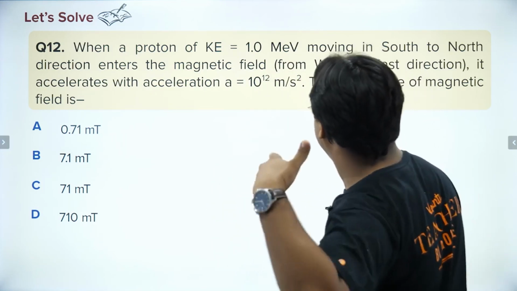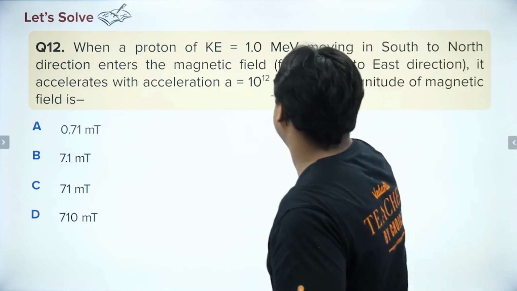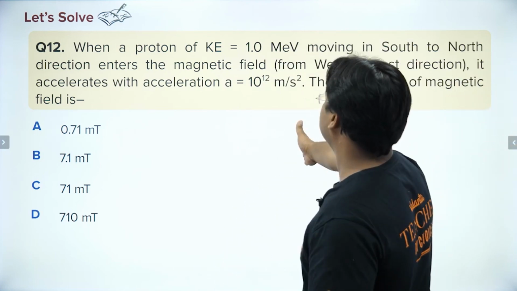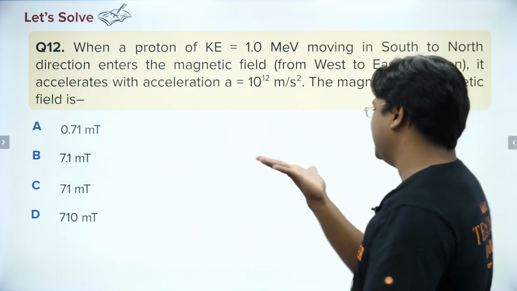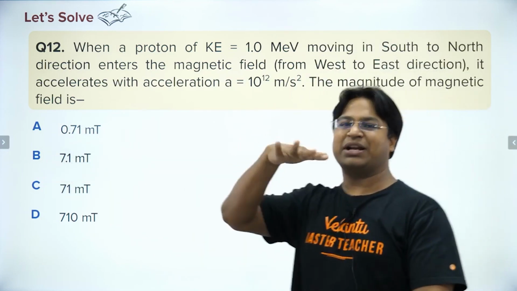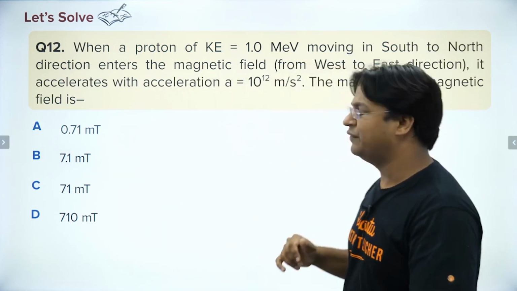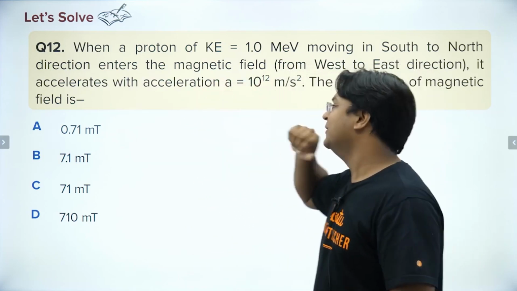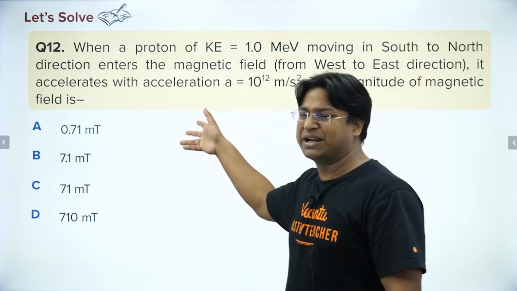So a proton is moving from south to north and the magnetic field is from west to east. Now, if that is north direction, then this will be east direction. So the magnetic field is this direction. So basically, velocity is in this direction, magnetic field is there. So the proton will feel a force in the downward direction. But in any case, the direction is not relevant in this question. What is relevant is the amount of magnetic field that we have to calculate.